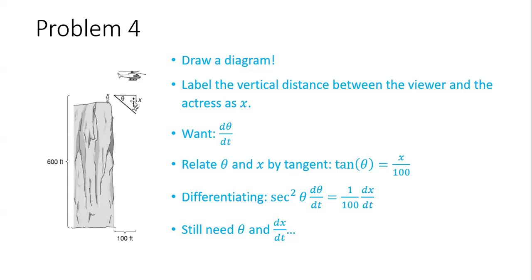Okay. So tangent theta is x over 100. Now we just differentiate because we want d theta dt. So implicitly differentiate: secant squared theta d theta dt equals 1 over 100 dx dt. Okay, so we don't have all our pieces of information yet because we want d theta dt, but we need theta, and we also need dx dt.